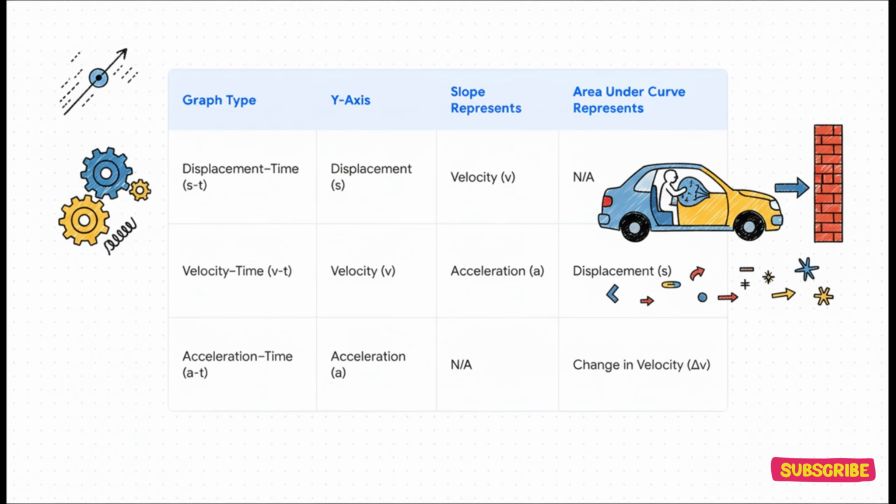This table here, it's basically a secret decoder ring for motion. When you plot things like displacement or velocity against time, you can tell a whole story just by looking at the graph. For instance, if you're looking at a velocity-time graph, the steepness of the line, the slope, instantly tells you the acceleration. And the area underneath that line, that's the total distance you've traveled. Each graph gives you a different, really powerful piece of the puzzle.